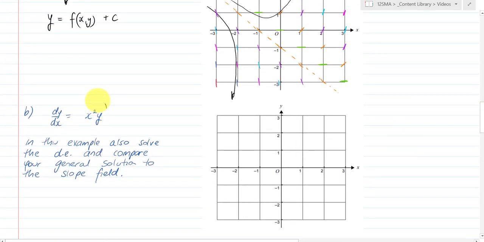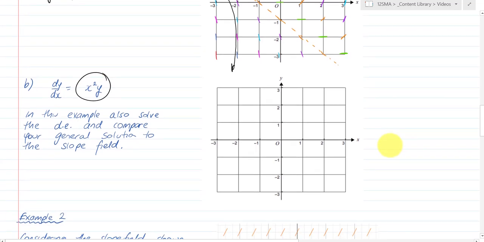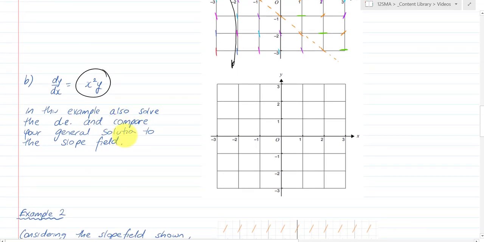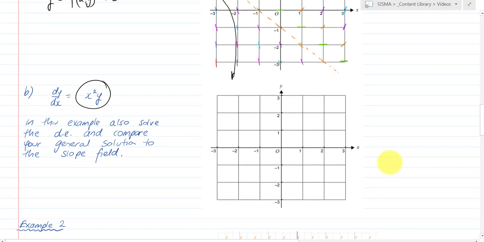And in this case, that is indeed separable. So we could actually solve this one if we wanted to. And it says here in this example, solve the differential equation and compare your general solution to your slope field. So my slope field, first of all, I'll start with orange, and let's do the ones that we know. And the ones that we know are that x squared y, if x or y is 0, we get 0. So let's plot those in orange. Here we go. This is the one where y is 0, and these are the ones where x is 0.